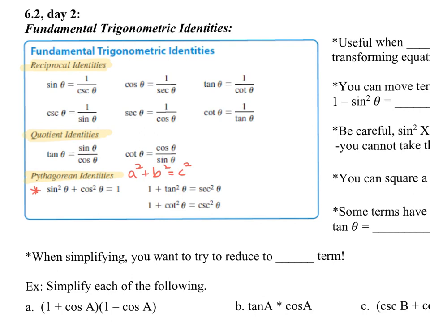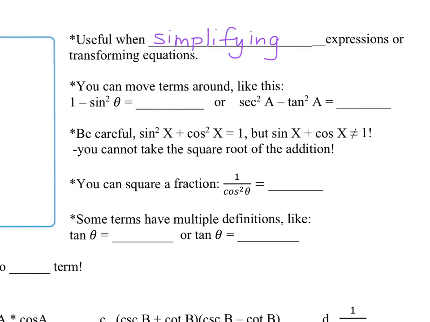Another version of Pythagorean identities, 1 plus tangent squared equals secant squared. And then yet one more, 1 plus cotangent squared will equal cosecant squared. These identities, reciprocal, quotient, and Pythagorean, will be used throughout the rest of the semester. It's important to note that these identities are useful when simplifying expressions or solving equations.